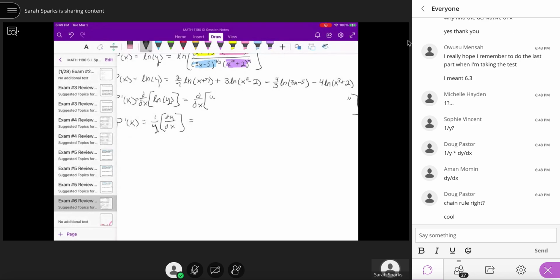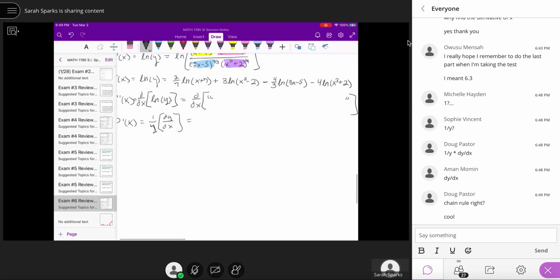And then we're going to take the derivatives individually of those 4 different logs. So first we're going to have 2/7 times 1 over x plus 7, right? Because our first one is x plus 7 times the derivative of x plus 7, plus 3 times 1 over x squared minus 2 times d dx of x squared minus 2.